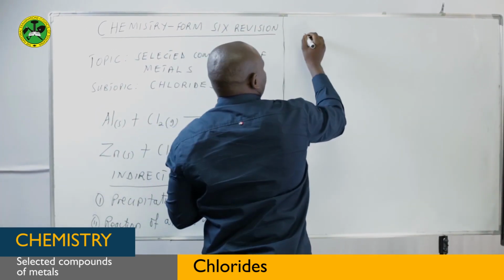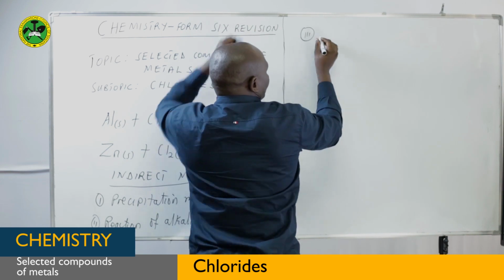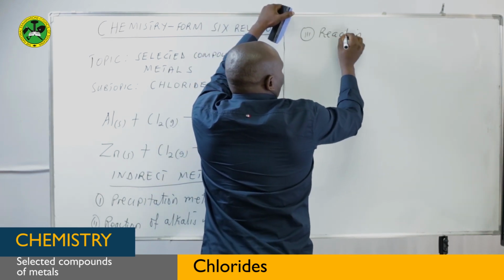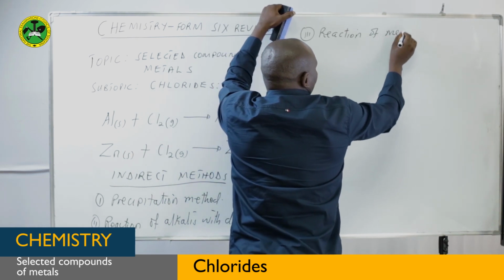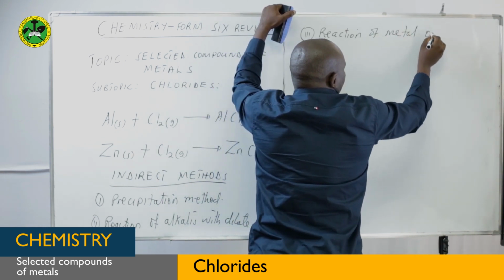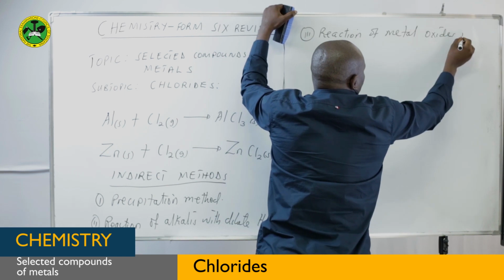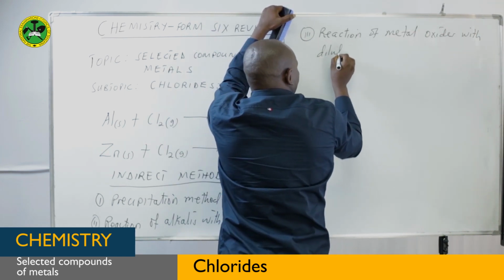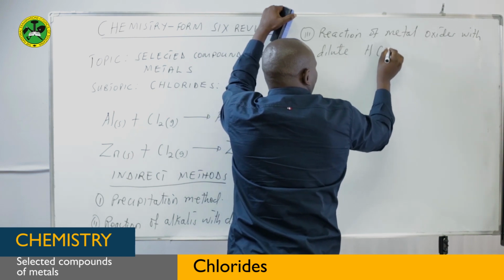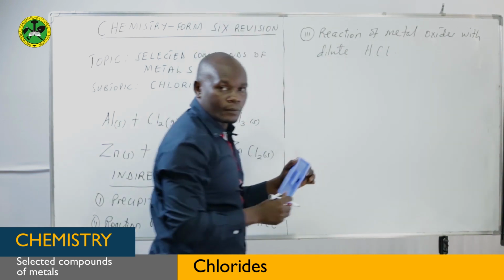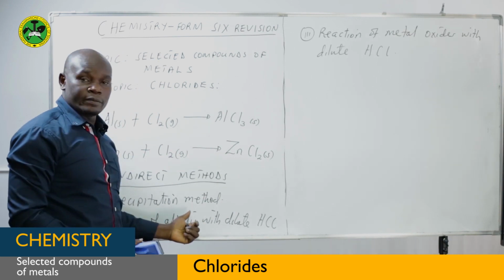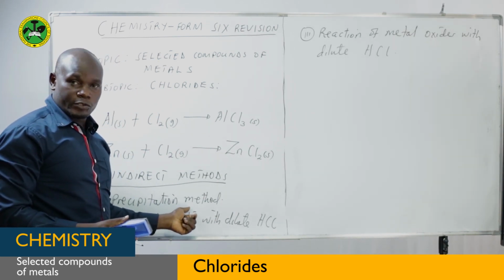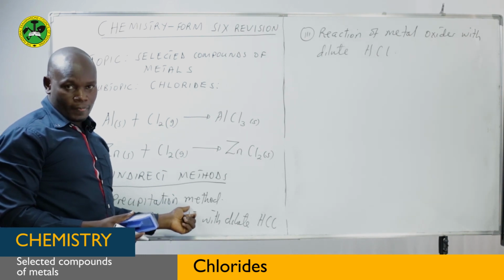So the third is the reaction of metal oxides with dilute hydrochloric acid. Normally, the precipitation method is specifically a method of preparation for insoluble chlorides.